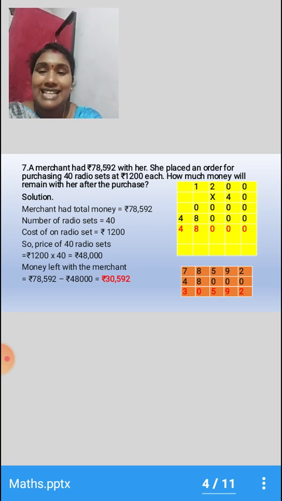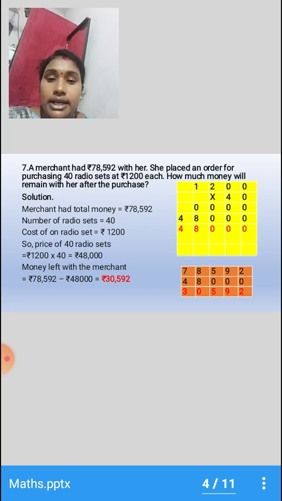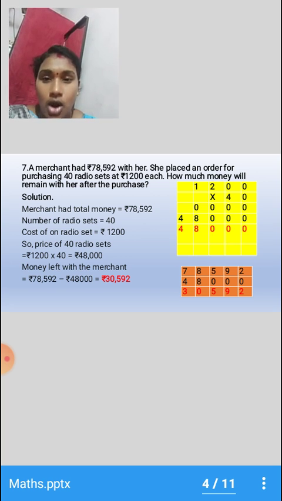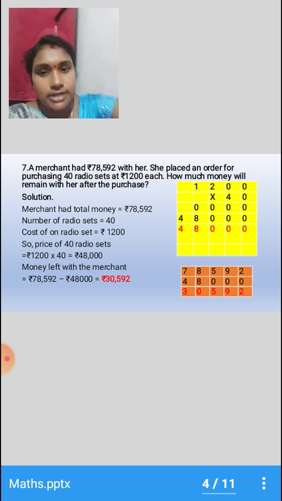So assume that you are going to the market to buy 40 radio sets. You are having 78,592. Okay, children. Now you are going to buy 40 radio sets at a price of 1,200 each. That is, one radio costs 1,200. Okay. Now how will you find out the amount which will remain after the purchase?